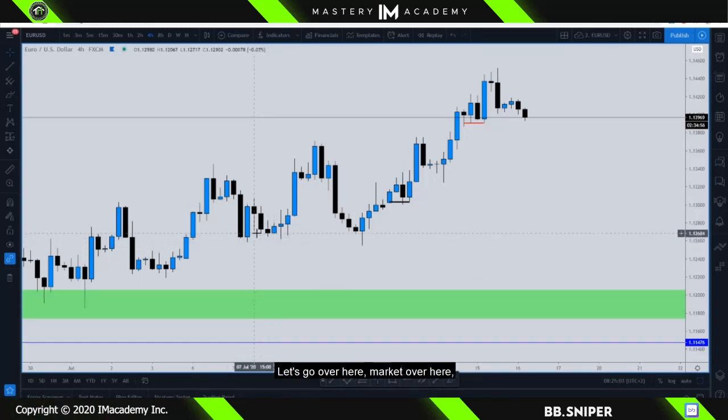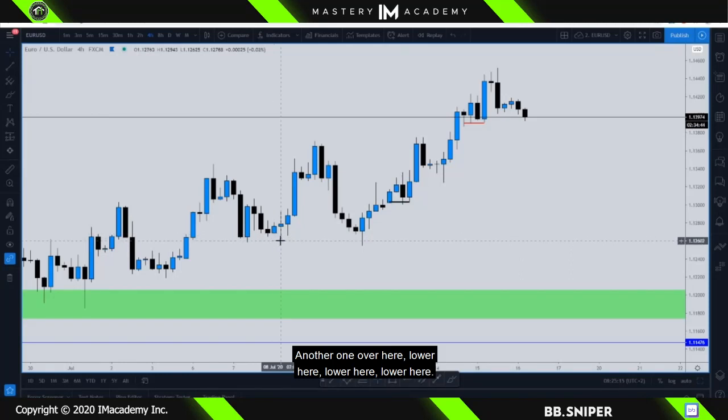Let's go over here. Market over here, we have a high, a low, and a higher low. A V shape, a fractal. Another one over here, a low over here, a low over here, a low over here. The right one is higher, the left one is higher, a fractal over here. Okay, so you can see every low and every high is a fractal because we have those highs and those lows.